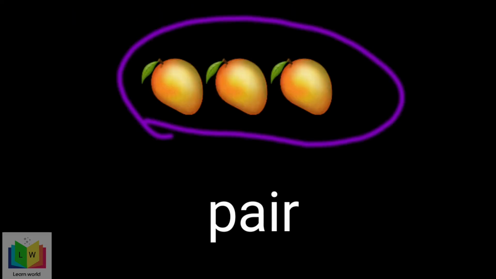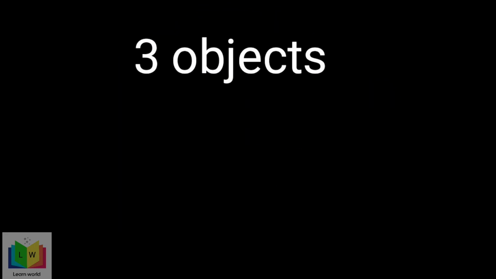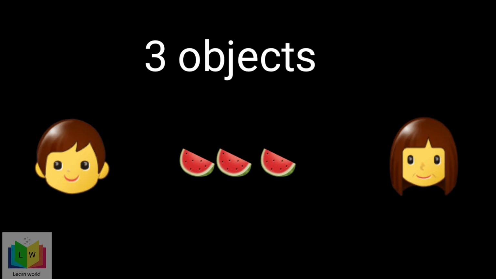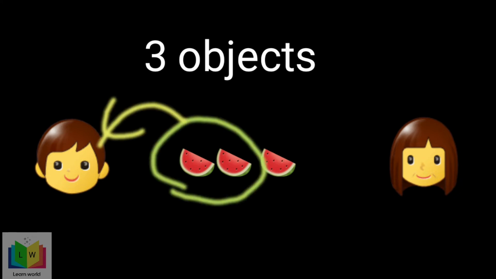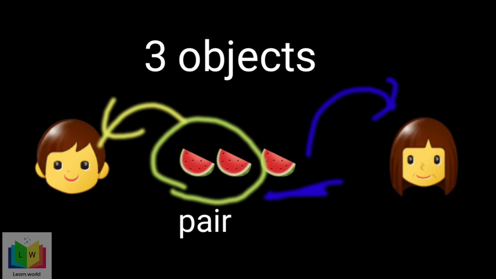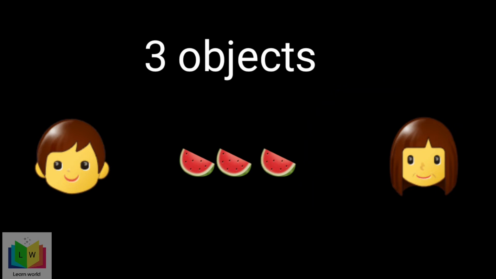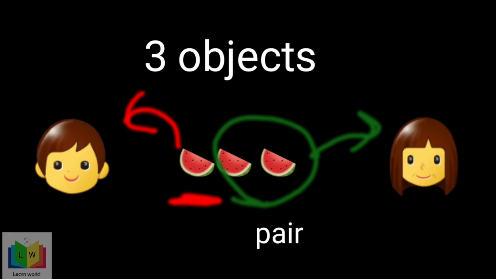So now, can we call these three mangoes a pair? No. Now we'll take three objects, watermelon pieces, and how will you divide these three pieces for a boy and a girl? First we need to form a pair and check. Okay, let's start sharing. If you give two pieces to a boy, only one piece we can give to a girl. That means we have not shared equally. So now check the other way. If you give two pieces to a girl, we can give only one piece to a boy. And here also we can't divide them equally.